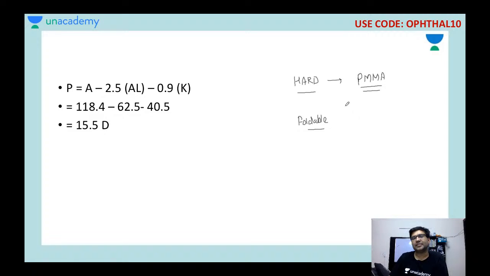Polymethyl methacrylate. They basically make hard lenses, which are put whenever we do extracapsular cataract extraction, and also in the cases of ICCE, where we do an intracapsular cataract extraction and put an anterior chamber intraocular lens.